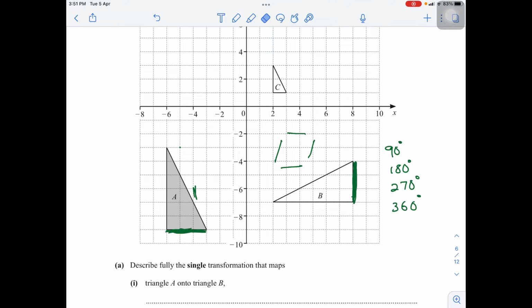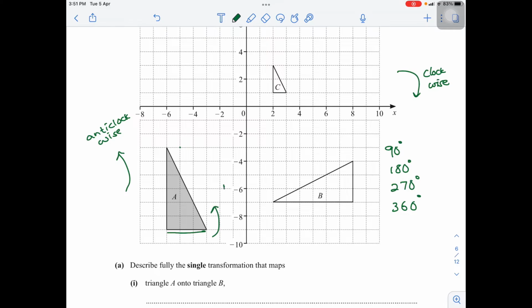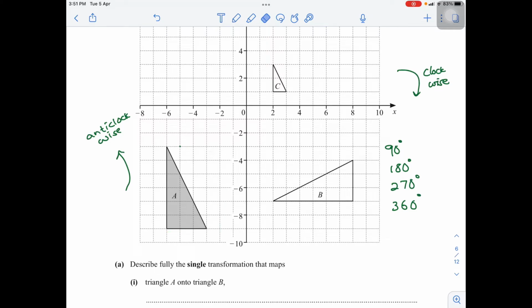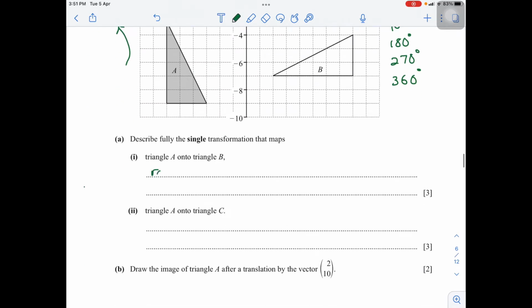Now here we are moving in this direction, so which is anti-clockwise direction. If we are moving in that direction, then it is clockwise direction. Now here in this question, we are moving in the anti-clockwise direction. The sleeping line turning, becoming standing. So that's 90-degree anti-clockwise rotation. So I write rotation, 90-degree anti-clockwise.